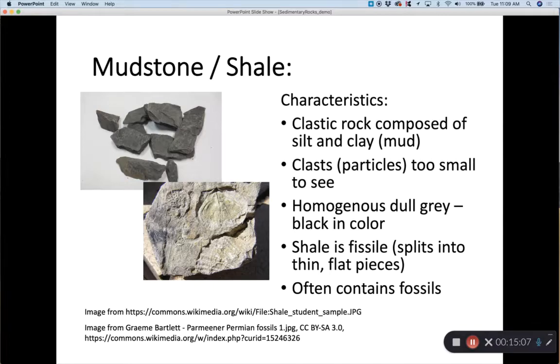Mudstones and shales tend to be dull looking rocks, dark in color. The fissility of shale is a wonderful characteristic to recognize it. And one thing you can look for that's very common in both mudstones and shales are fossils: fossil shells or impressions of shells or impressions of leaves or maybe the carbonized remains of leaves that show up on the flat surfaces of the rock.